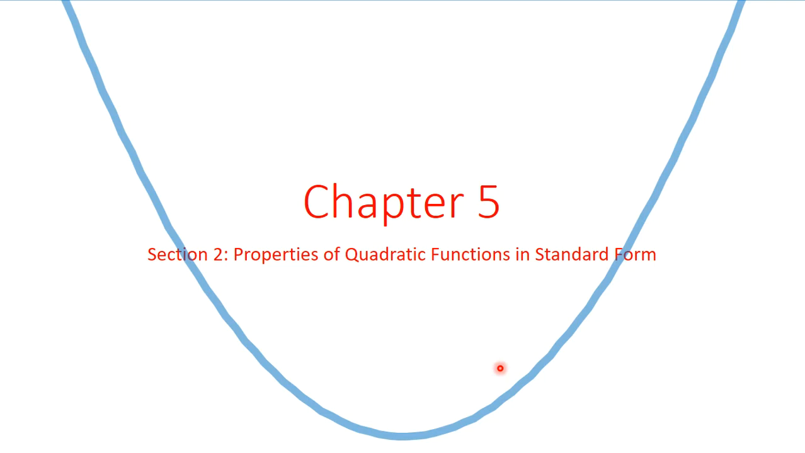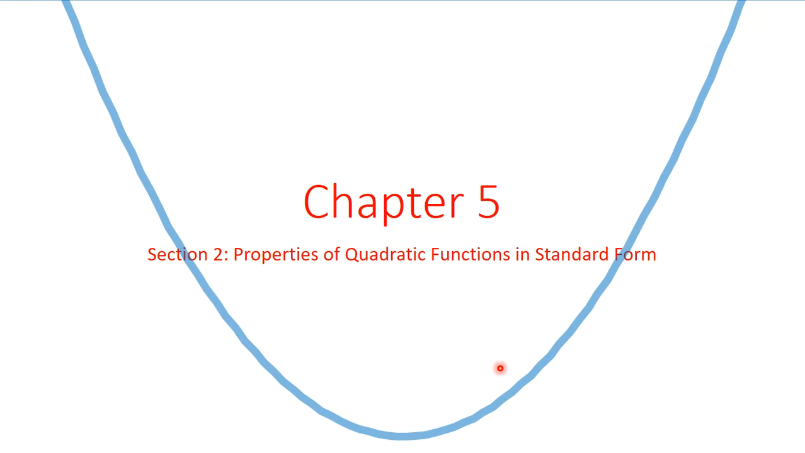Welcome back to section 2 of chapter 5. In this section, we are going to be looking at properties of quadratic functions in standard form. Last time we were looking more at vertex form, and so we're going to see standard form. We're going to see how to convert from vertex to standard. We won't get from standard to vertex yet, that'll come later. And we'll see how to find different pieces of the quadratic when it's in standard form.